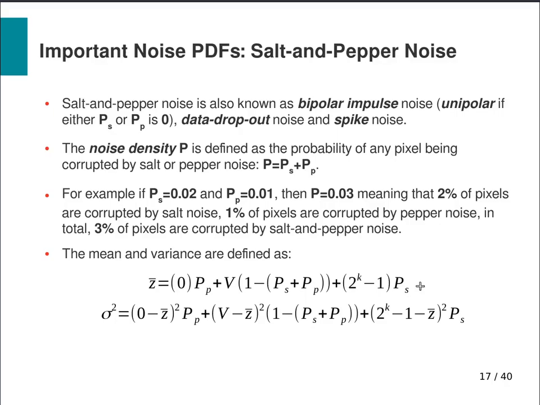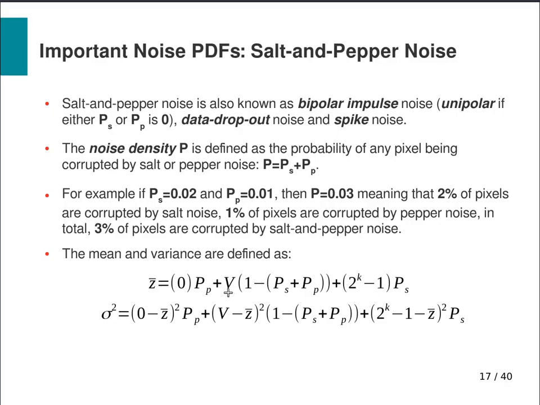So the mean and variance of the salt and pepper noise are defined in these two equations. The first term is going to be 0 multiplied by P of pepper. We include 0 here to show that it still contributes to the mean value, even though the 0 multiplication by P of P is going to be 0, but I included that so you know that this is the general equation.